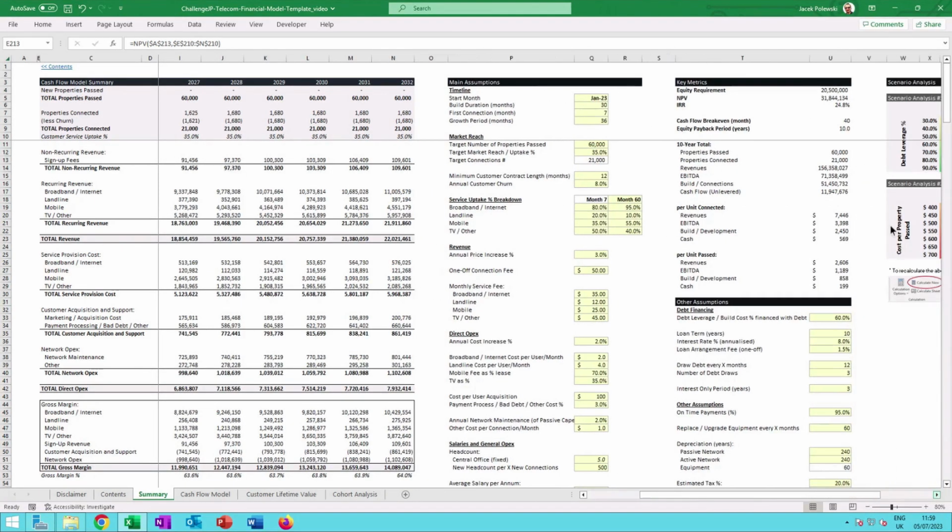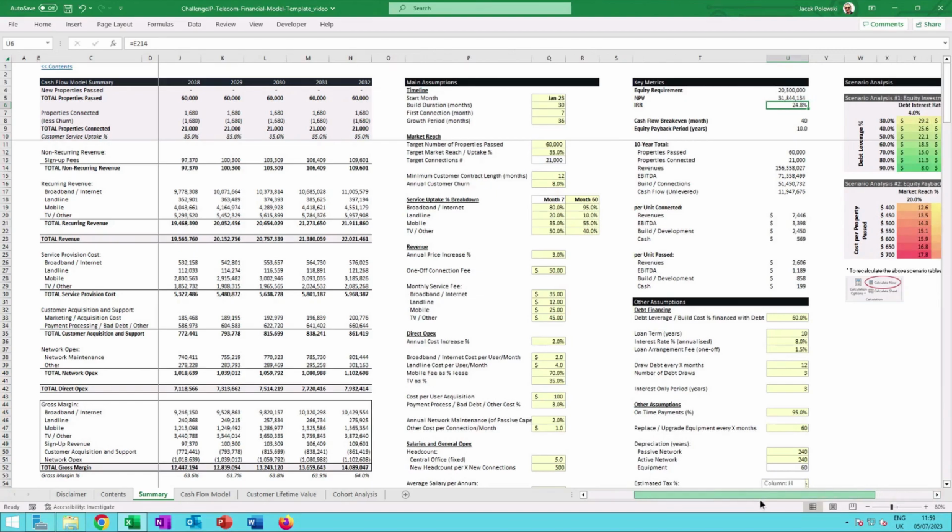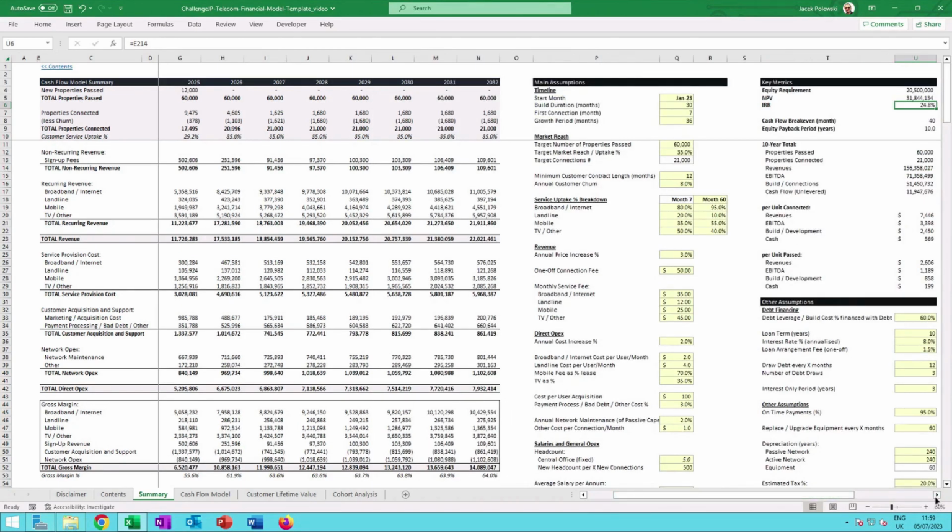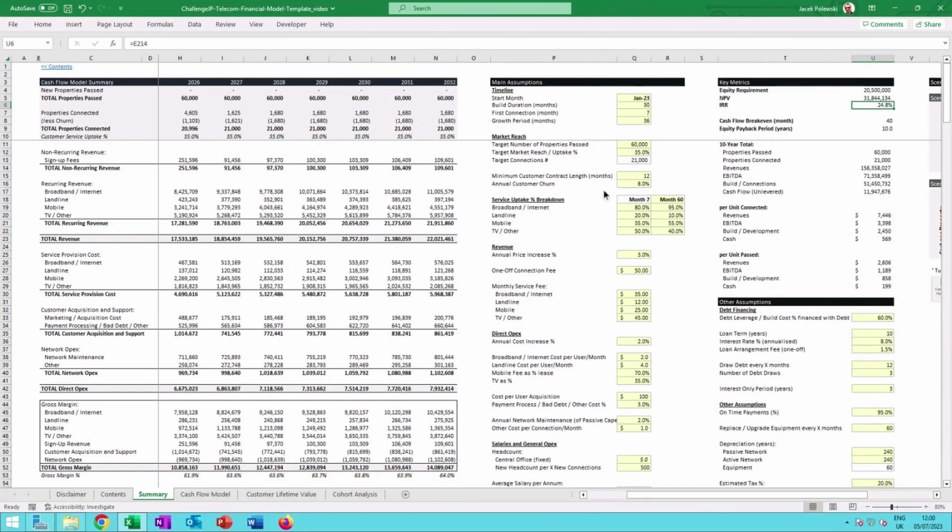Those metrics feed into the table here to the right. So you see your equity requirement, NPV, and IRR. I've also added some other metrics that allow you to see your level of revenues and EBITDA, on a total level or per unit connected or passed. As I mentioned, you also have the table with assumptions here, and the nice thing about keeping the assumptions next to the summary page is that you can see what happens to your overall cash flow numbers, but also to your returns, if I were to change one of the assumptions.